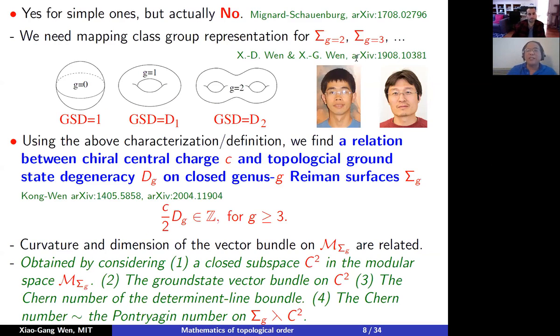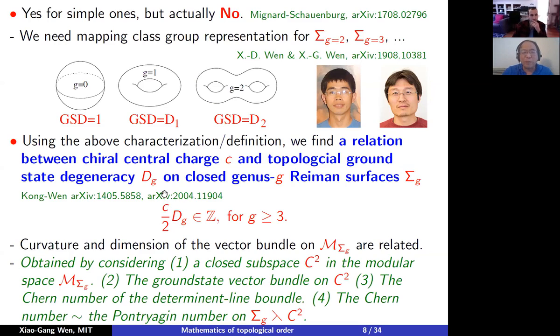So those are really the setup in terms of a ground state subspace or in terms of a vector bundle: how to characterize or define topological order, physically or mathematically. And within this setup, we find some interesting relation involving the chiral central charge, which is one of the topological invariants, and the ground state degeneracy on a closed genus g Riemann surface. Actually, this is a pretty simple relation, involving the chiral central charge, which usually is a rational number.